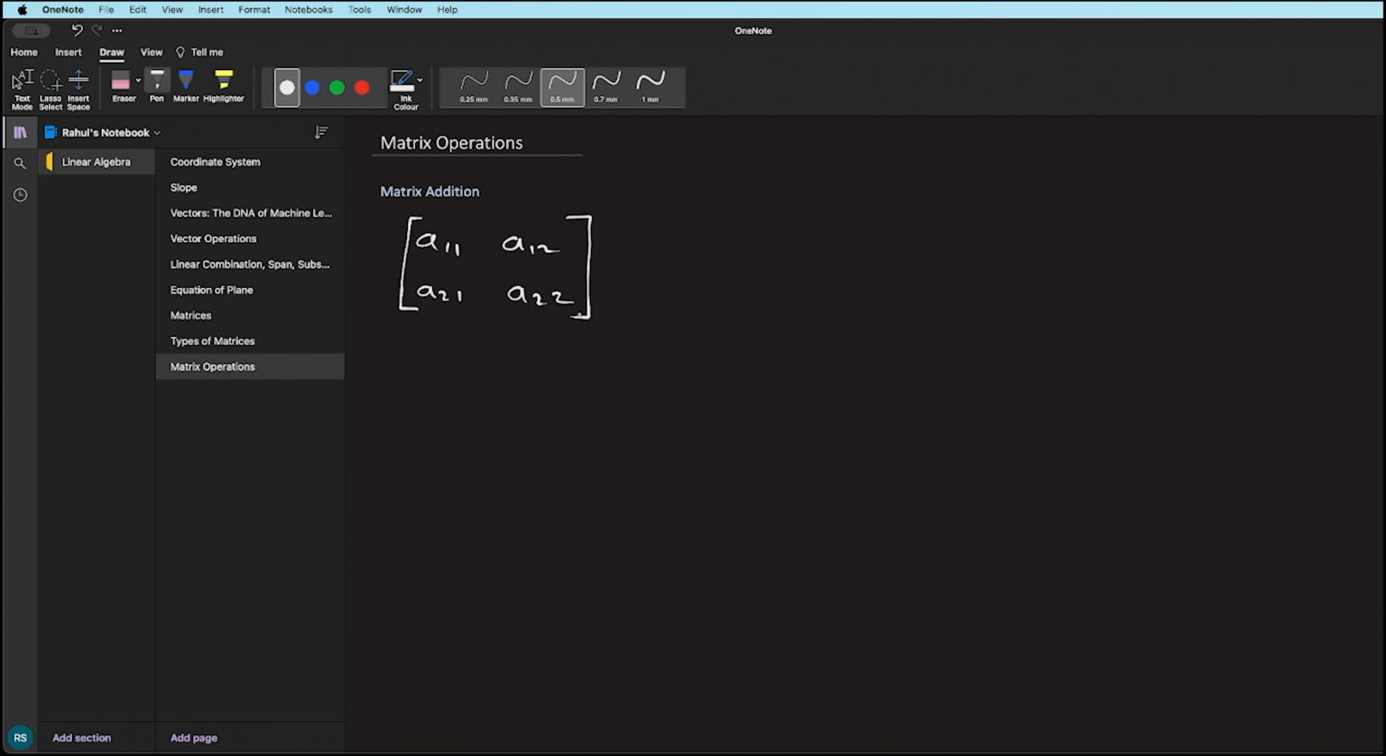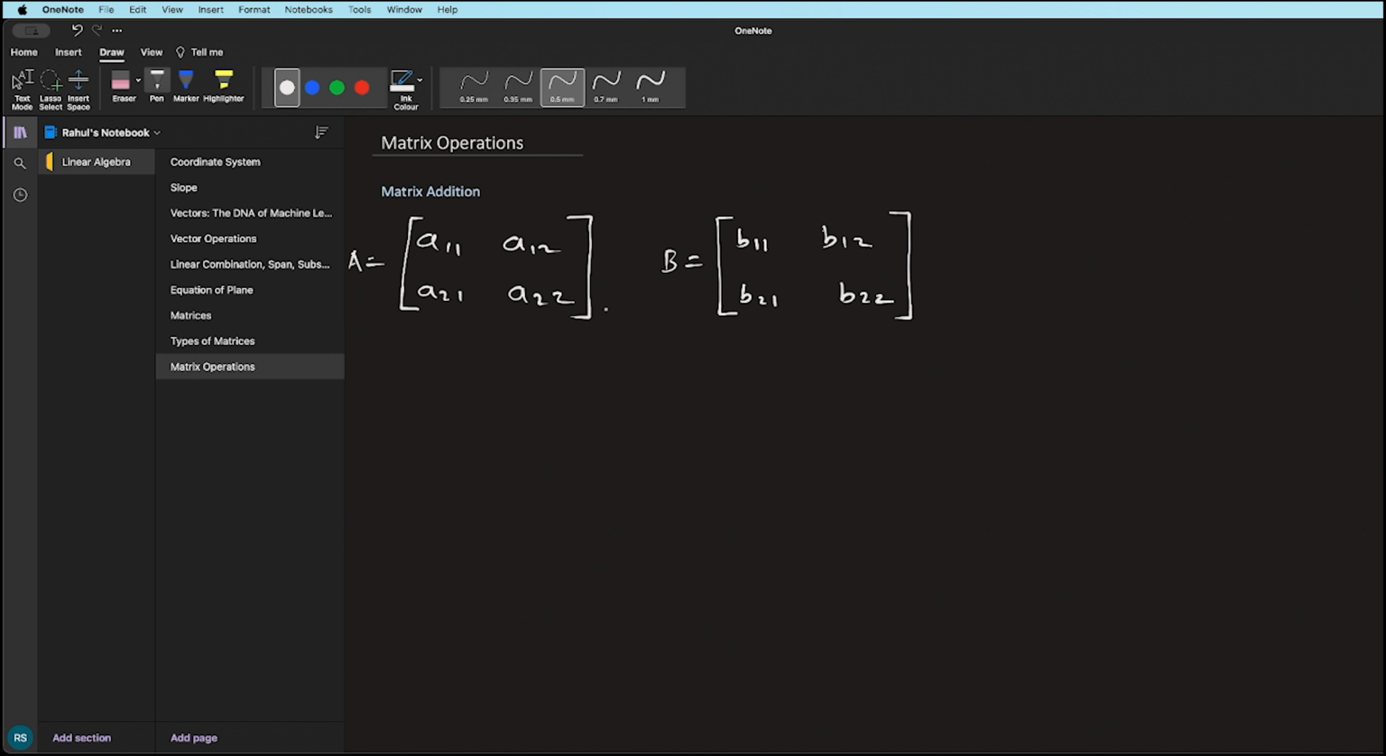So this is the first matrix, that is matrix A, and this is the second matrix, that is containing the elements B11, B12, B21 and B22.